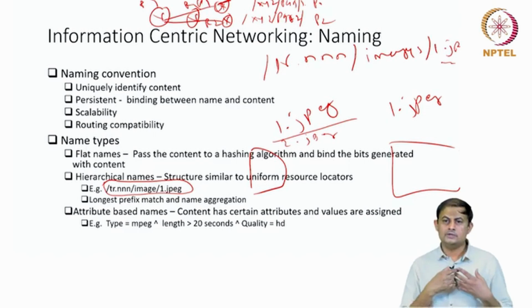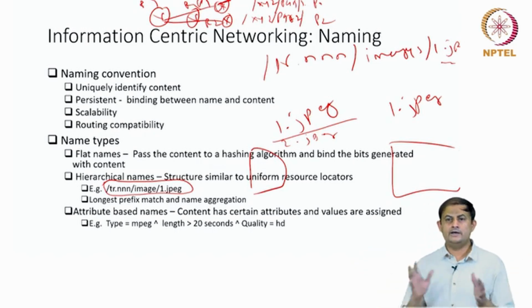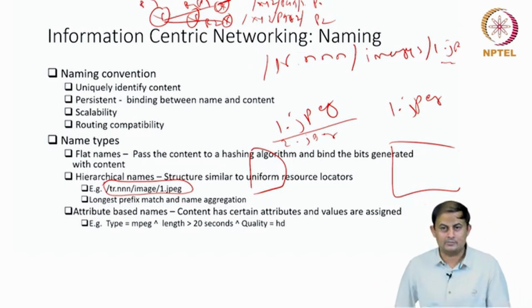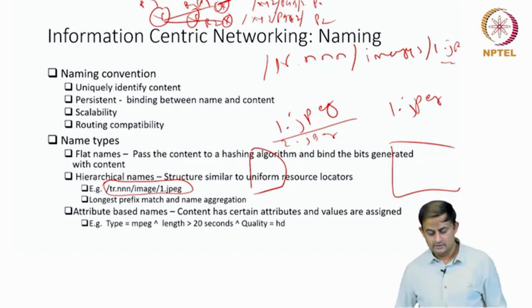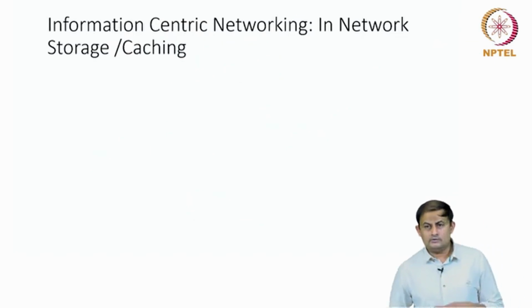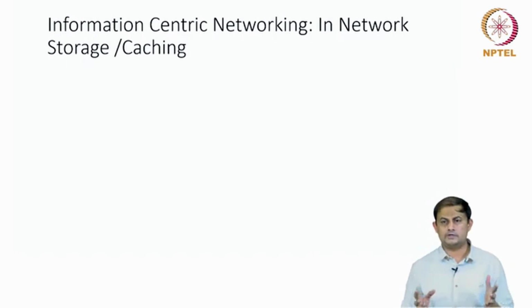On the other hand, if you use the hierarchical naming convention, you can bring some notion of structure, and then you can aggregate the names using the common prefixes and do the forwarding and the lookup operation. And the third way is to look at the attributes existing with the data itself, take these attributes and generate the unique name for the content. So, these are the three possibilities that exist.